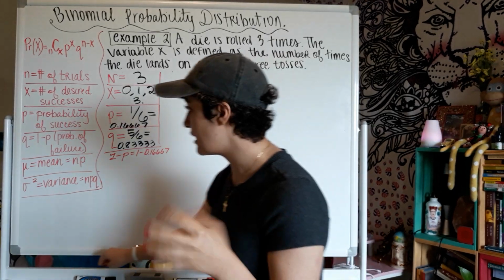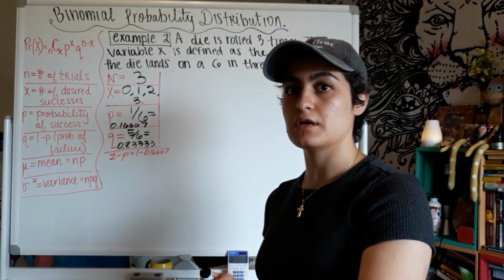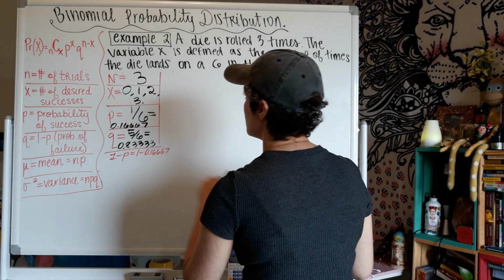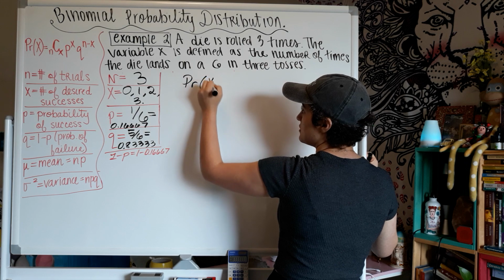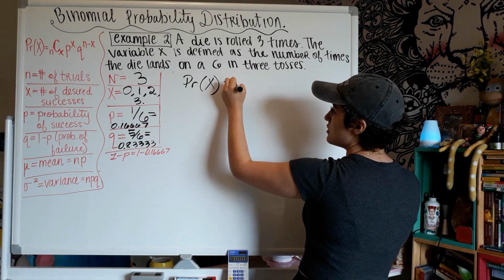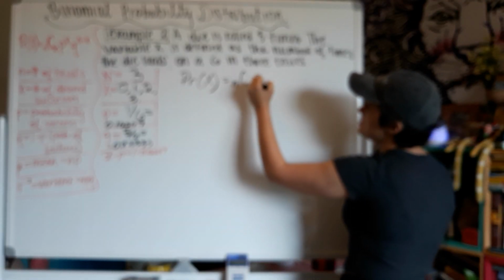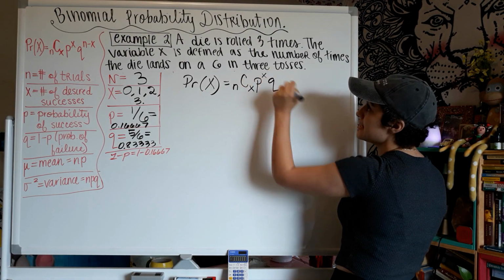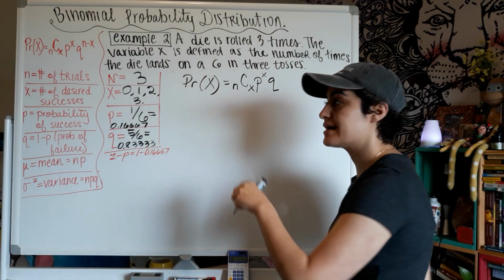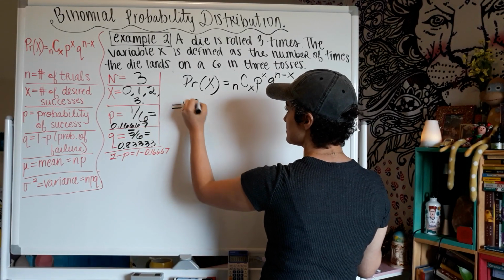So now let's go ahead and rewrite the formula and then plug in the assigned values. So this is your formula right here. This is just the probability that we're looking for. nCx, P raised to the X, Q raised to the difference of N and X. So now I'm going to rewrite the formula with the assigned values.